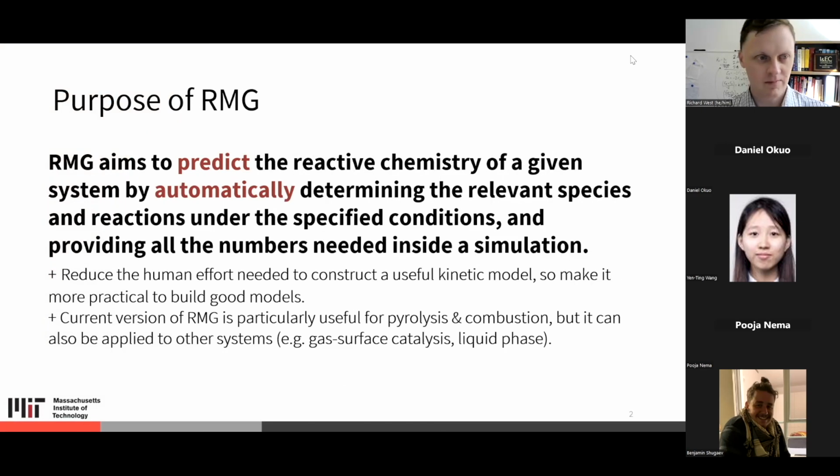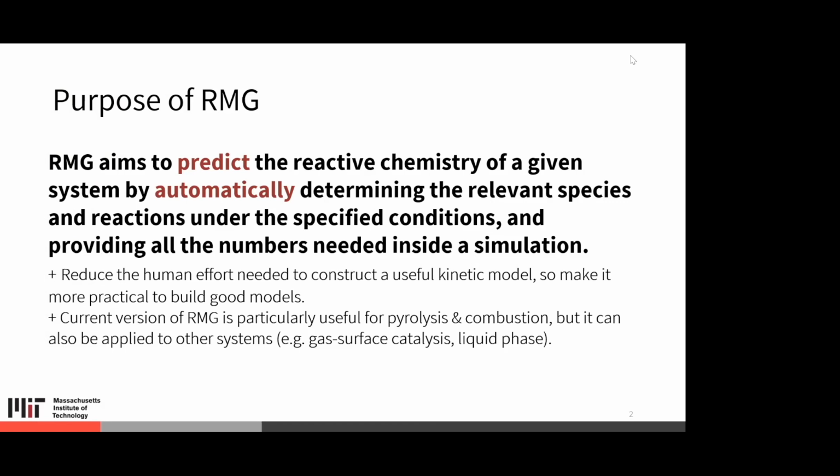First, what is RMG for? What's the purpose? RMG's aim is to predict the reactive chemistry of any given system by automatically determining all the species and reactions that are important under the specified reaction conditions, and providing all the numbers that you would need to make a kinetic simulation. And that's a pretty bold aspiration, to be able to quantitatively predict such a complicated thing.